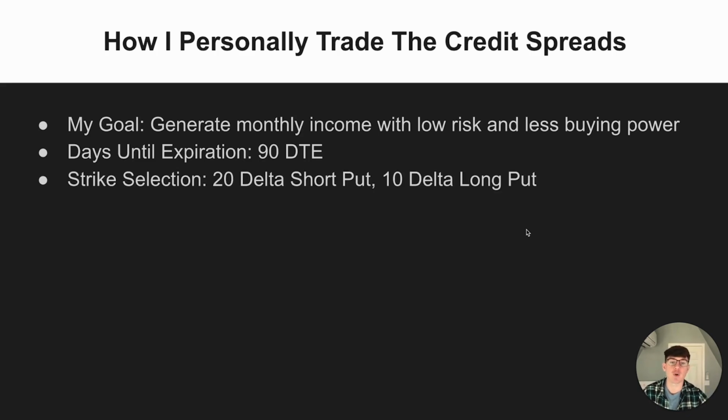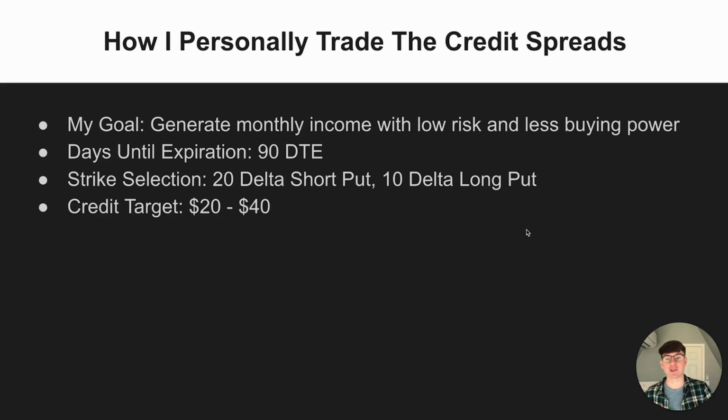Strike selection: how do I pick my strikes personally? In general, most people do a 30 delta for their credit spreads. I prefer to have a higher win rate. So instead of a 30 delta, I do a 20 delta short. I sell the 20 delta put and then I buy the 10 delta put. That way I'm further away from the stock, which increases my win rate and leads to a more consistent return.